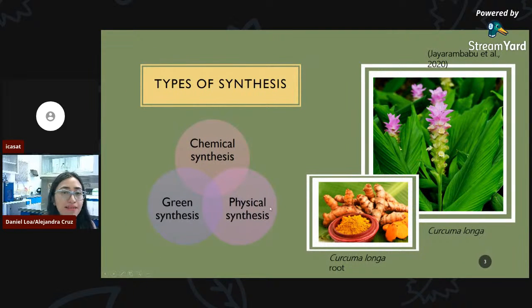But how do we synthesize the nanoparticles? Well, we can go through chemical synthesis or physical synthesis, which are the most common ones. But there is also an alternative called green synthesis. This is well known because of the use of bacteria, fungi, yeast, and also plant extracts.